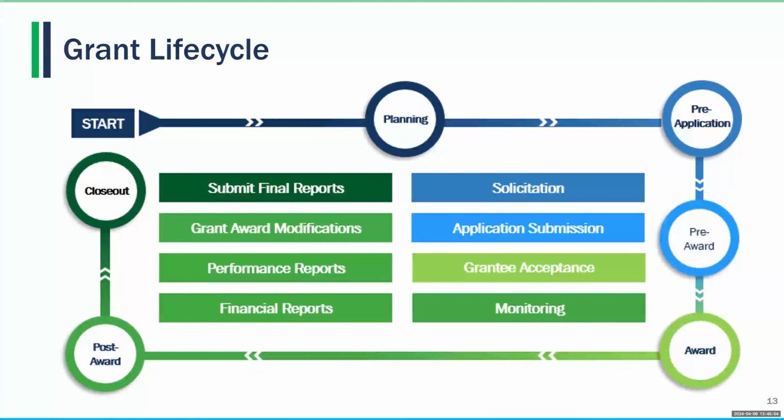After funding, you have monitoring where they come in just to make sure you're managing that money and using it correctly. You'll have to complete financial reports and performance reports. And sometimes you may need grant award modifications. But then as you progress to the end of your award, you'll submit some final reports for closeout. So there's a lot more to that grant life cycle than we typically see. This is just a high level overview.